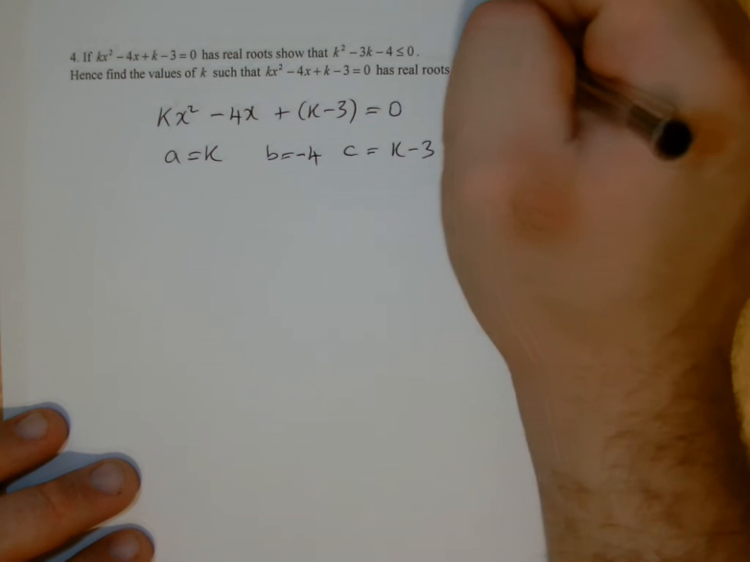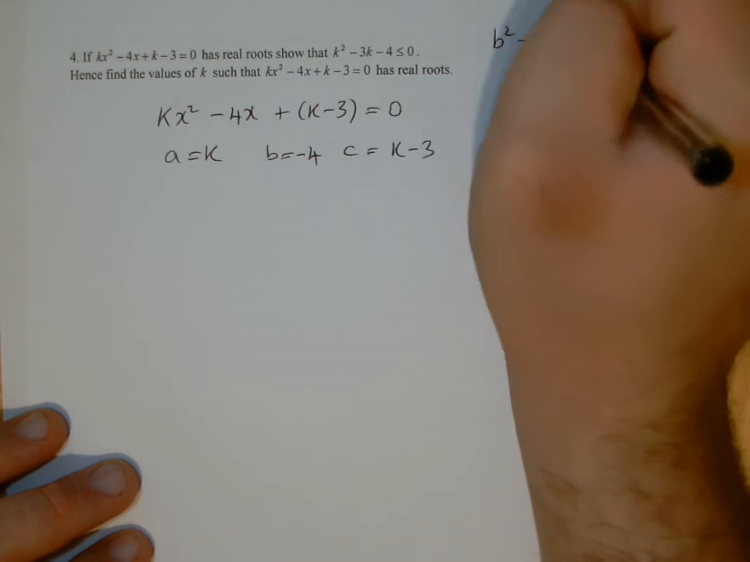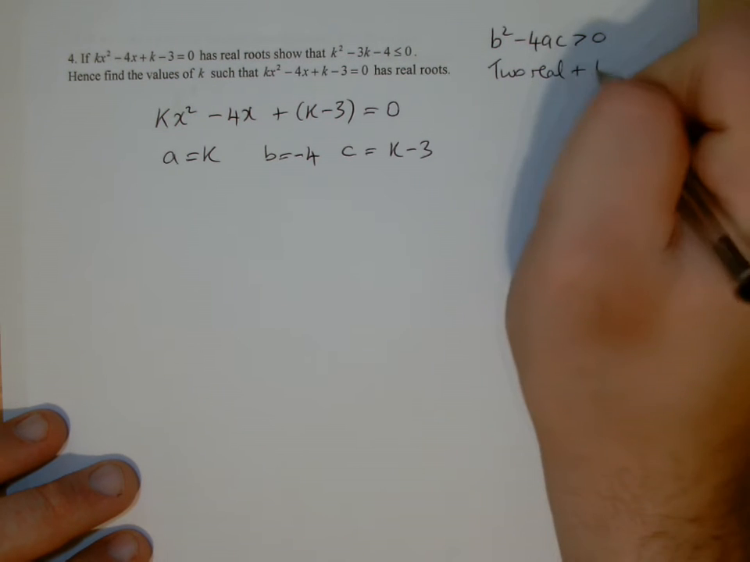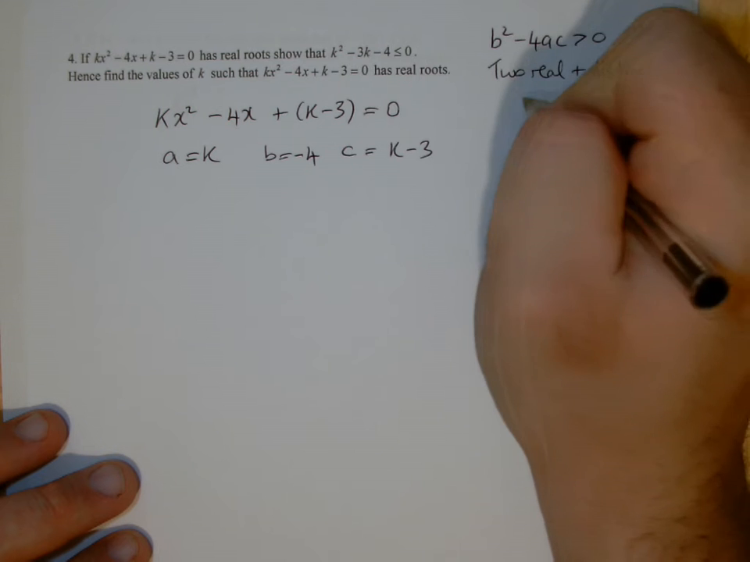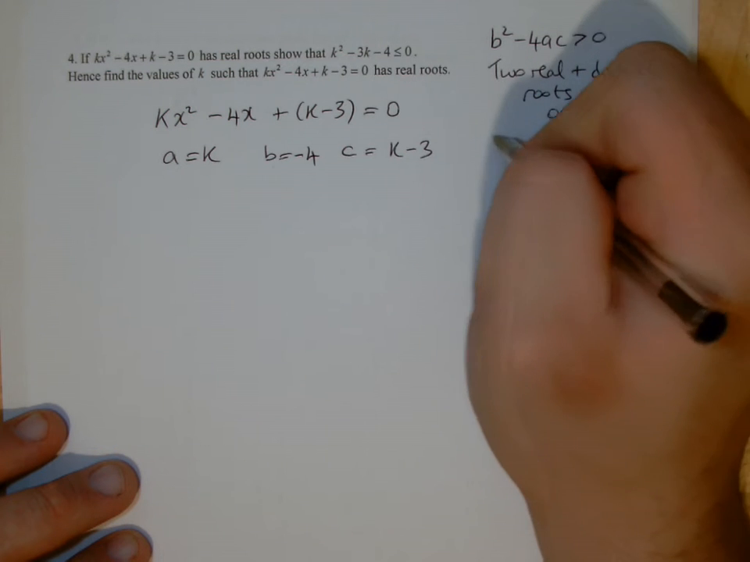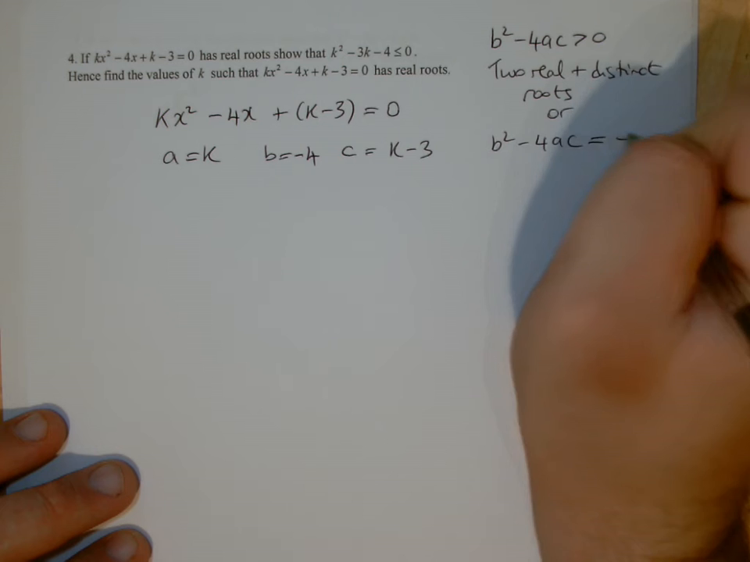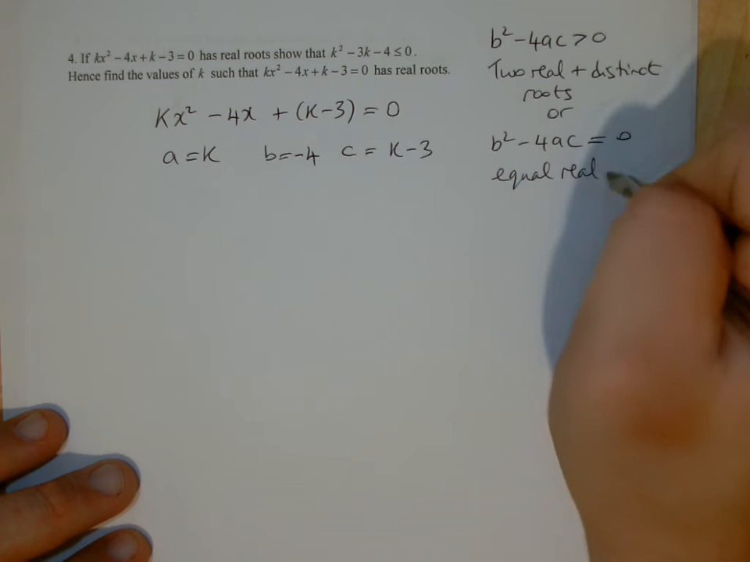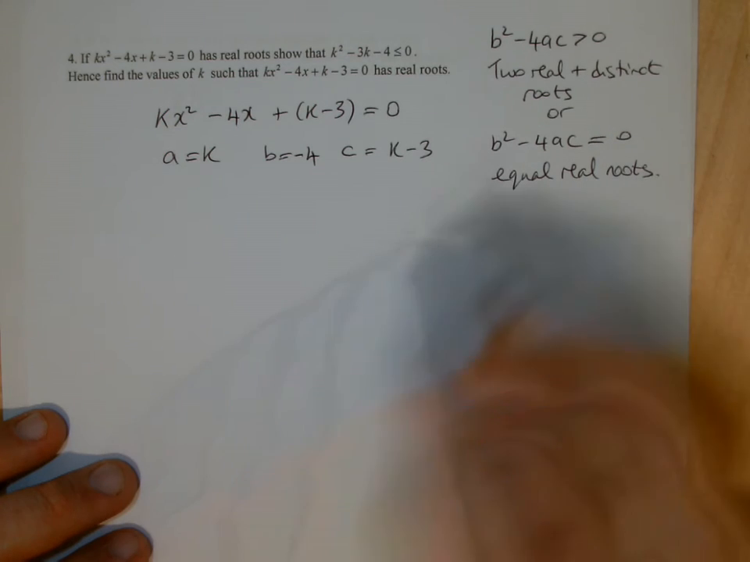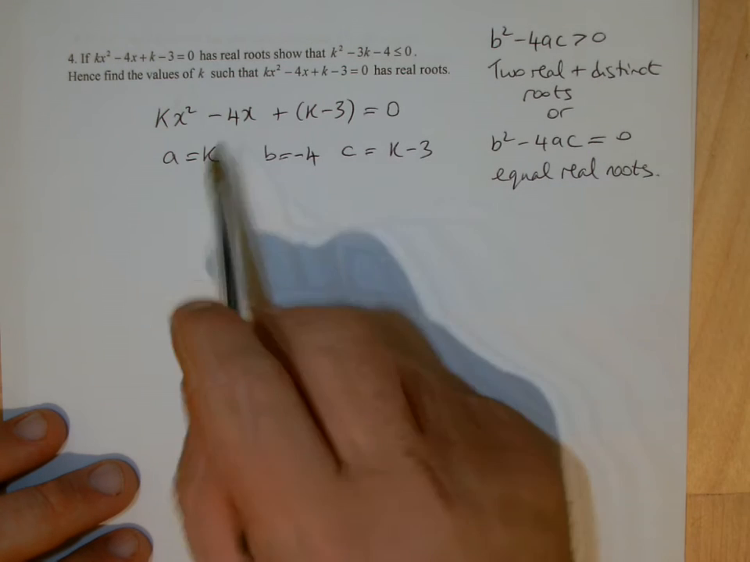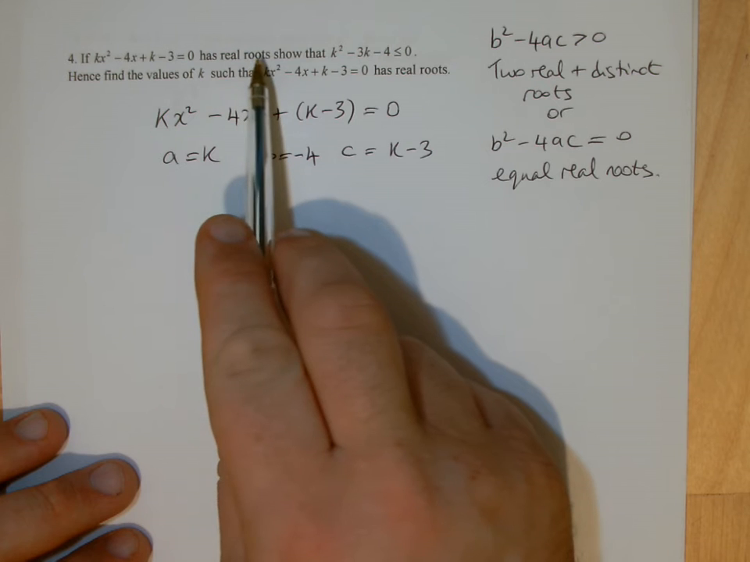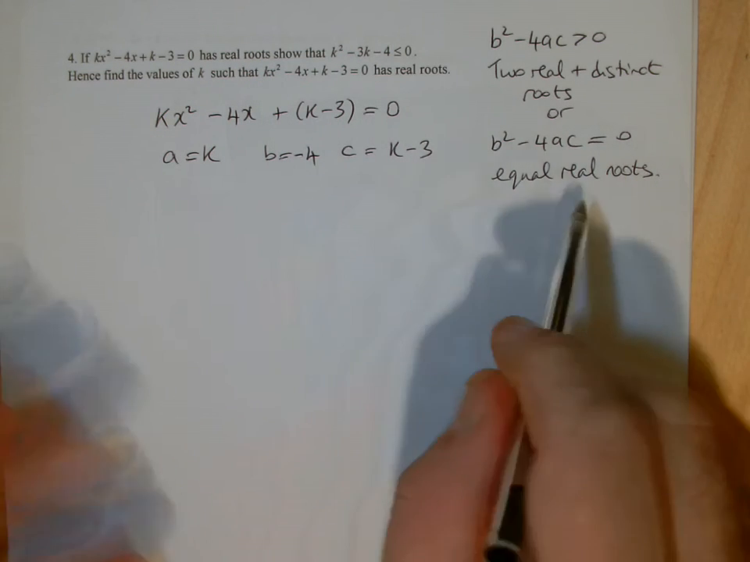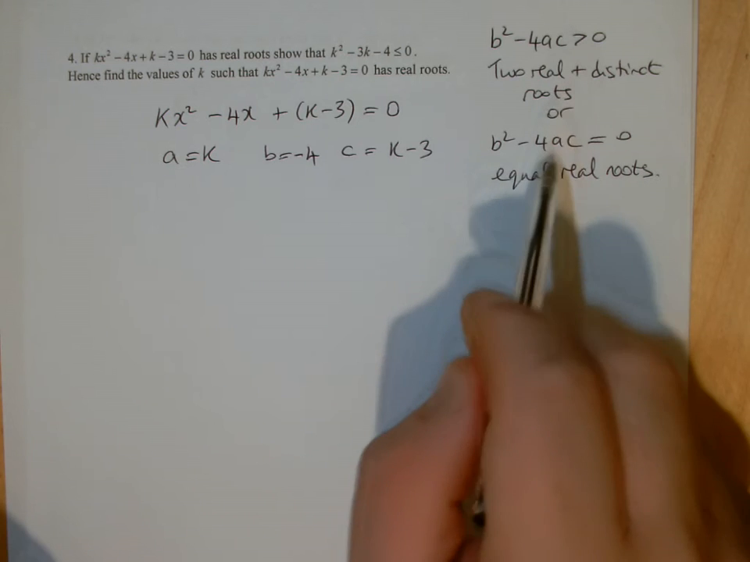So in that situation, we've got two possibilities. It could either be that b squared minus 4ac is greater than 0, which means we would have two real and distinct roots, or it could mean b squared minus 4ac is equal to 0, which means we have equal real roots. Now either of those cases could apply here, because it just says it has real roots. It's not saying it has two distinct roots, they could be equal. Both of those possibilities could apply.